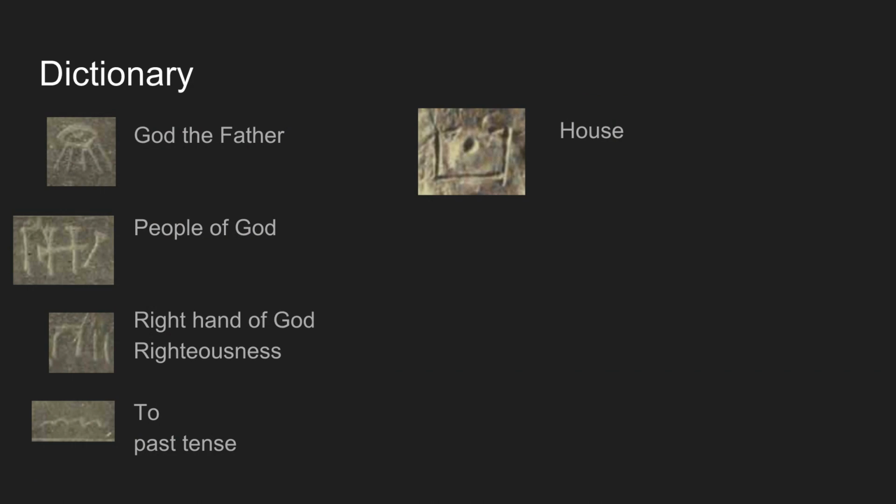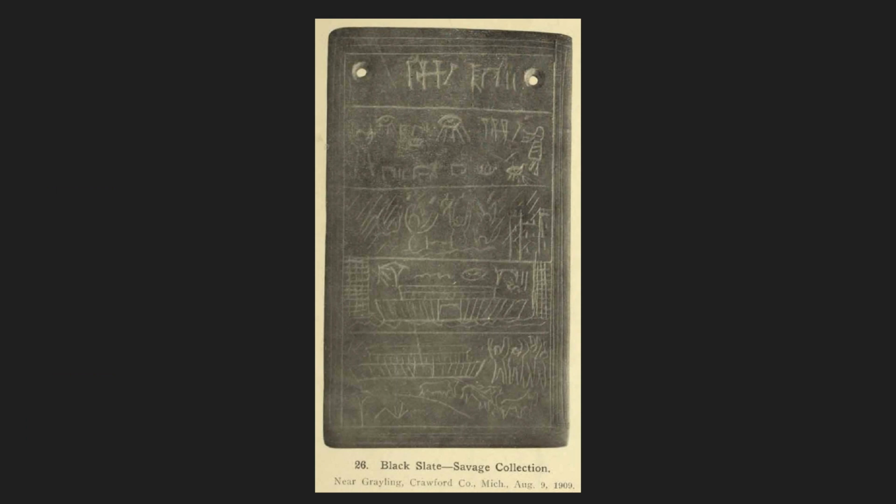So now we have a short dictionary here: God the Father, the eye, the people of God for the mystic symbol, right hand of God or righteousness, 2 or past tense for the water symbol, and house. Okay, now let's look at this tablet.